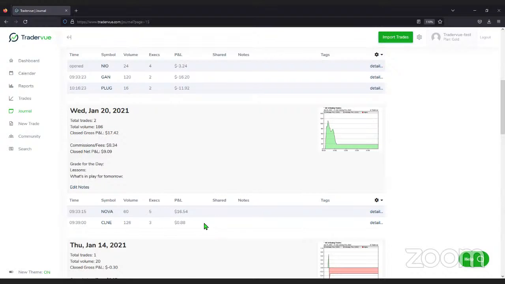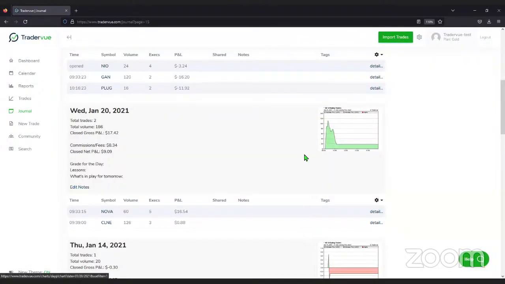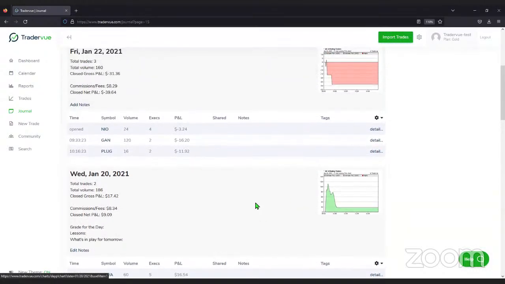The idea is for you to have all the features you need in order to make reviewing and preparing as simple as possible using Tradervue. So here, for example, we have 2 trades and we can see the P&L, the amount of executions, the volume, and this is super valuable again. And that's basically the journal section. It's good to review it at the end of the day.